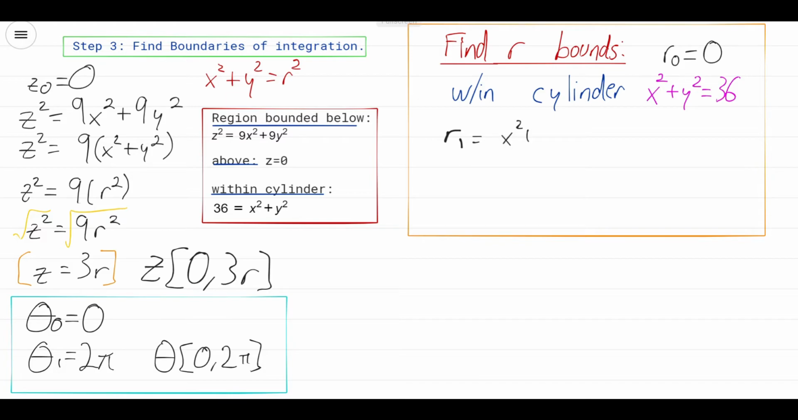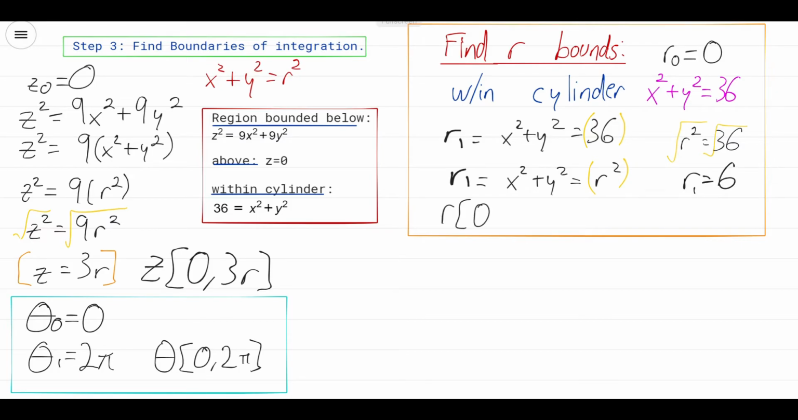Our r1 is equal to x squared plus y squared, which is equal to 36. Thus x squared plus y squared is equal to r squared. So we know r squared is equal to 36. When we square root both, we know that r is equal to 6. So thus our r bounds are from 0 to 6.